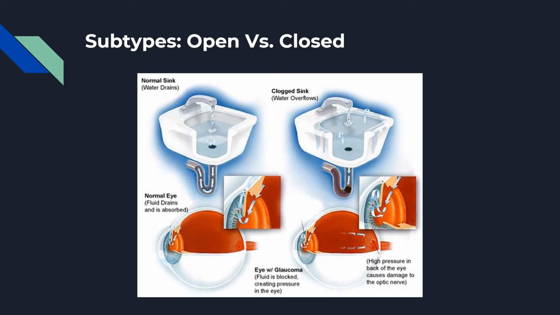In angle closure glaucoma, the drain works just fine, but there's actually a stopper in front of the drain that's not allowing the sink to empty properly. This leads to the same buildup of pressure and kills the optic nerve again.